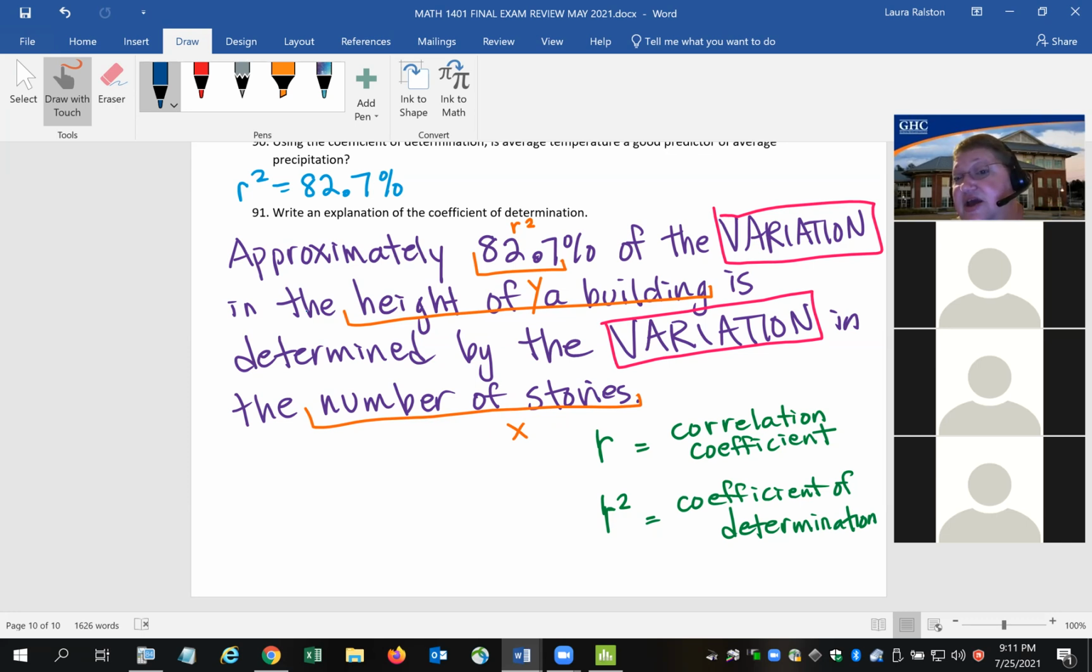Like, how high is each story? Is it the standard 8 foot, or have they gone to 10 foot or 12 foot? Because that can make a difference in the height of the building. So there's about 17% of something else going on, but I don't know what that is. But 82.7%, 83%, that's pretty good. So it's appropriate to use the number of stories to predict the height of a building.